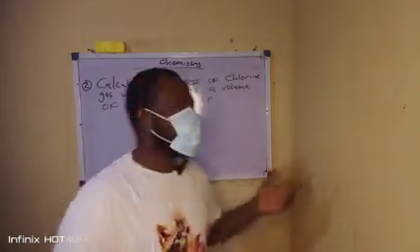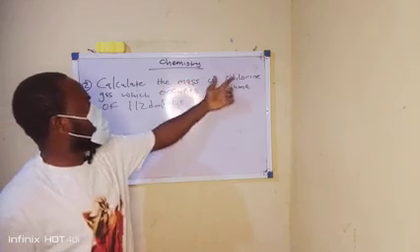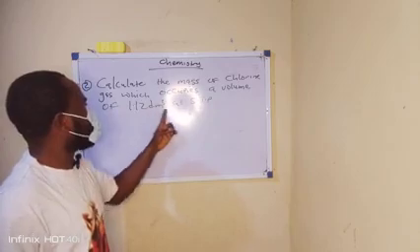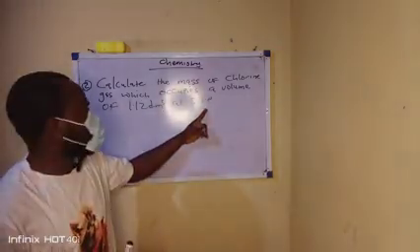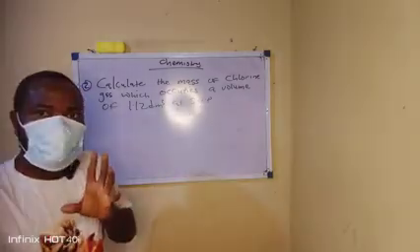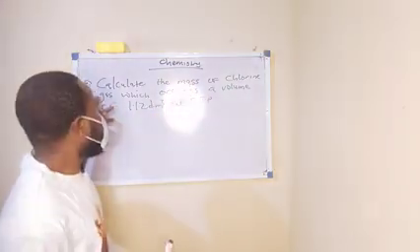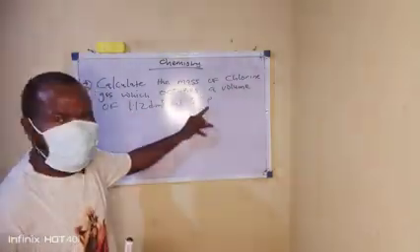It's very easy. Now look at this question. It says calculate the mass of chlorine gas which occupies a volume of 1.12 dm cube at STP. If you look at this question very well, three things should be in your mind. First of all, chlorine gas. Second, the volume was given in dm cube, and of course, they said at STP.